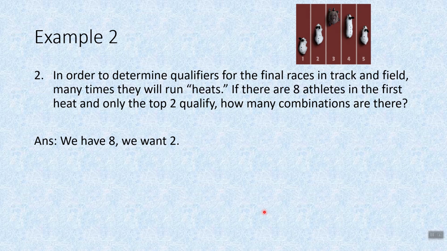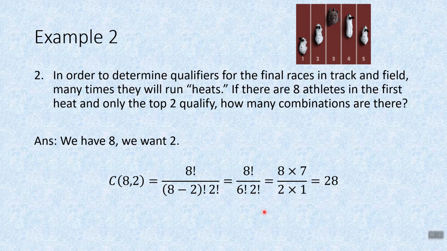Well, we have 8. We want 2. It's not first and second. It's just the top 2. So we'll use combinations where we have 8, we want 2, filling in the formula 8 factorial over 8 minus 2 factorial times 2 factorial. When I do the division, I always use the biggest number, right? 6. So I'll write out 8 and I'll stop right before 6. 8 times 7 times, the 6 and everything else gets canceled out, and then I'll write down the 2 times 1. So 56 divided by 2 is 28 different ways 8 athletes can finish in a top 2 type of race. That's why they run it.